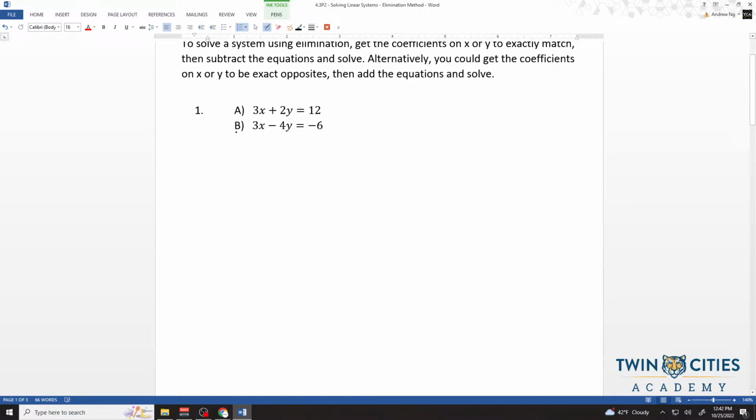For the first one, I've got two equations. Equation A is 3x plus 2y equals 12, and the second equation is 3x minus 4y equals negative 6. What I need to get are the coefficients on either x or y to exactly match or to be exact opposites. Here, I see that they match exactly for x, 3x, 3x, which is great. So since they already match, I'm just going to go ahead and subtract these equations together.